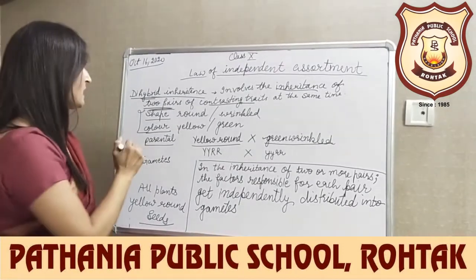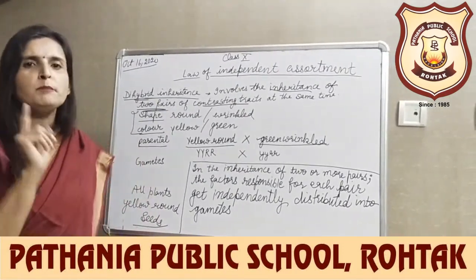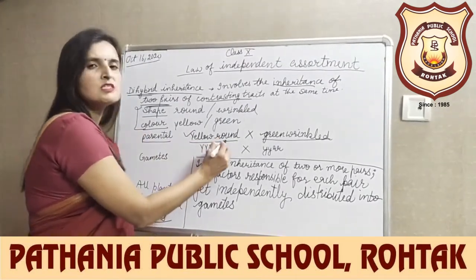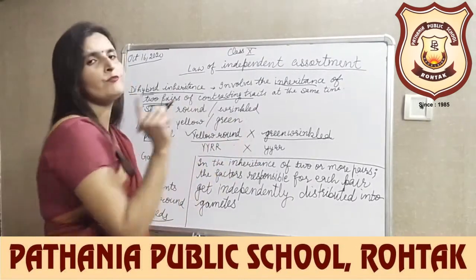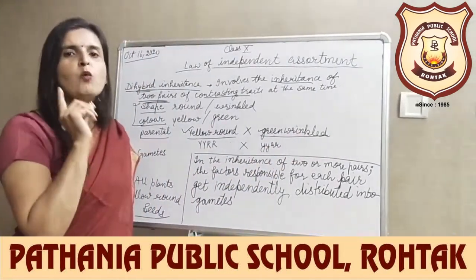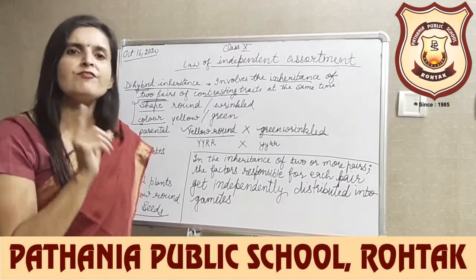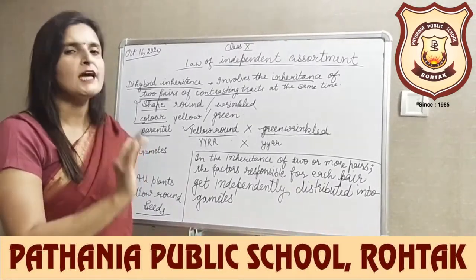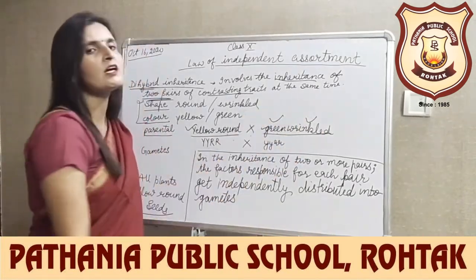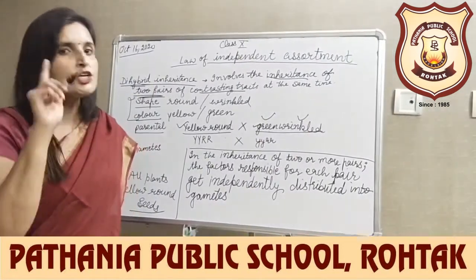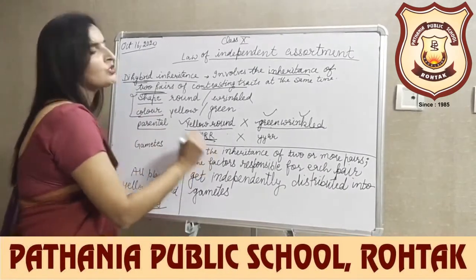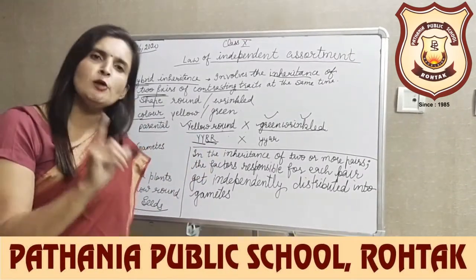What did he do in his experiment? He took the plants having purebred yellow round seeds and crossed them with purebred green wrinkled seeds. What did he observe? In the F1 generation, he found that no plant had green wrinkled seeds. This shows that the yellow color and the round shape are the dominant characters.